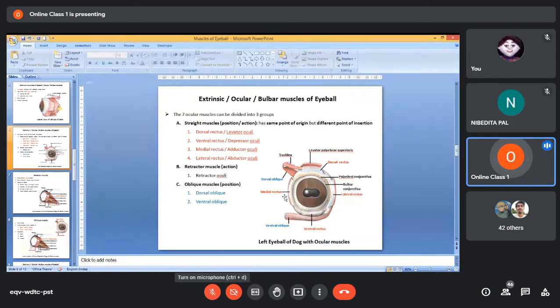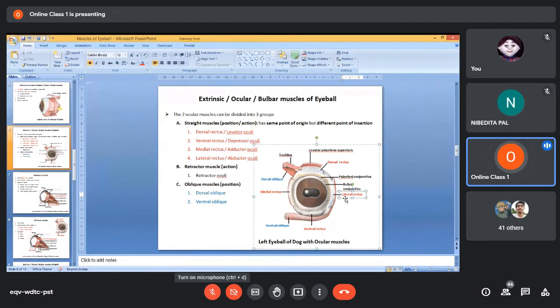Similarly, if the medial rectus contracts, then the eyeball will turn towards the medial side, isn't it? Turning towards the medial side, or towards the axis, is called adduction. That's why the medial rectus is called the adductor oculi muscle. Whereas if the lateral rectus contracts, then the eyeball will turn towards the external side, away from the central axis. As a result, the lateral rectus is called the abductor muscle.